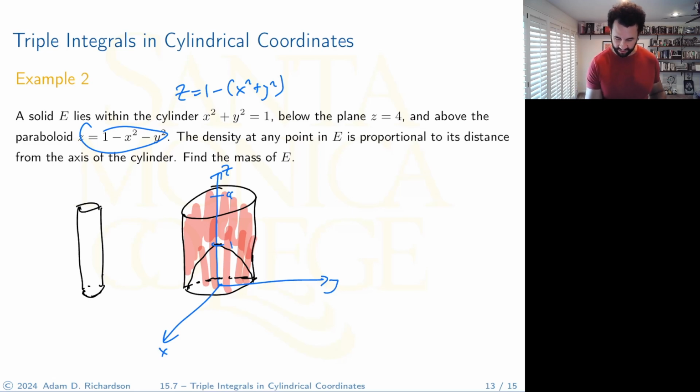And what does our density look like? Well, our density is proportional to the distance from the axis of the cylinder. The axis of the cylinder is the z-axis. So the distance is going to be the square root of x squared plus y squared.